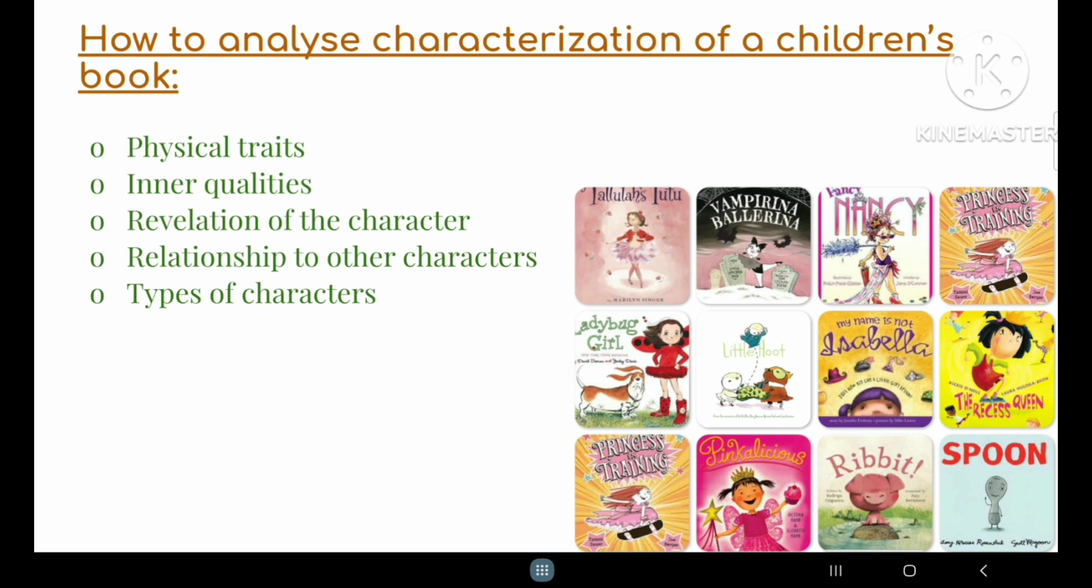We can consider the following things of a story to analyze characterization of a children's book. They are physical traits, inner qualities, revelation of the character, relationship to the other characters and types of characters.